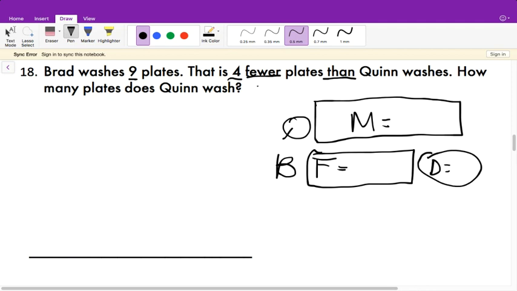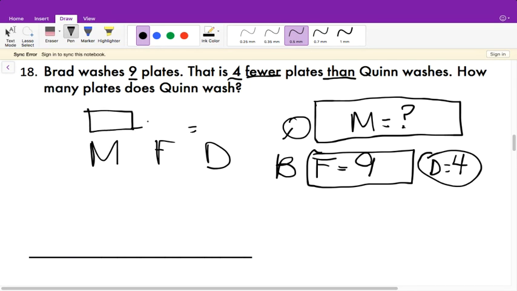Now our question is asking how many plates does Quinn wash? So I'm going to put a question mark for Quinn since we don't know how many she washed. And then it said Brad washes 9 plates. So I'm going to put 9 for Brad. And the difference is 4 since he washed 4 fewer than Quinn. Now I can set up my equation. More minus fewer equals the difference. So for more, we need to put a box because that's what the question is asking.